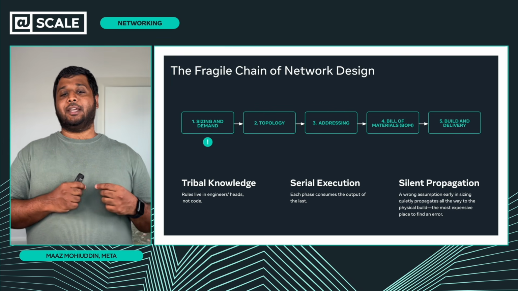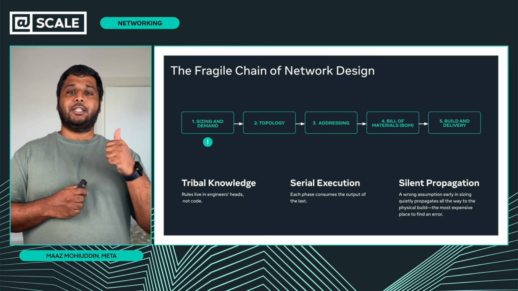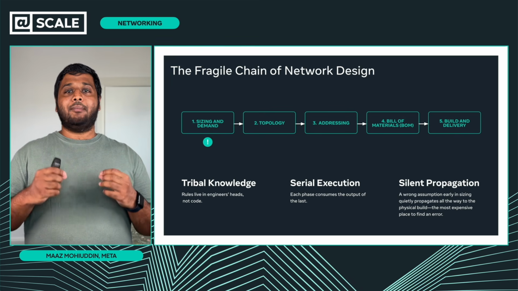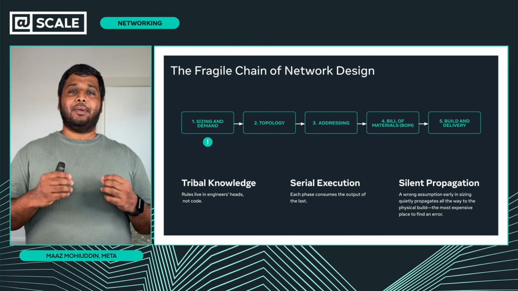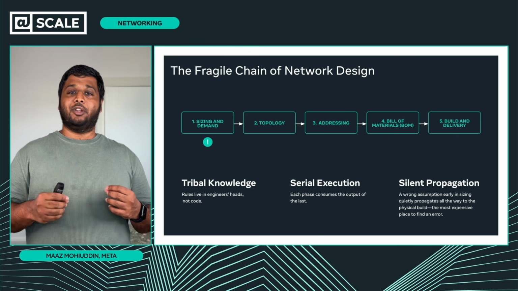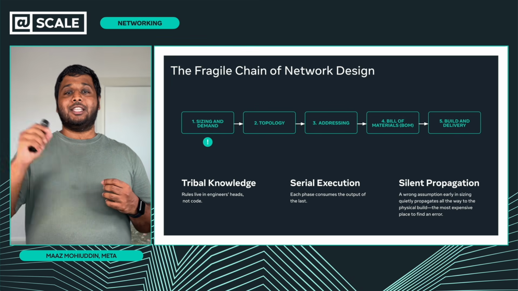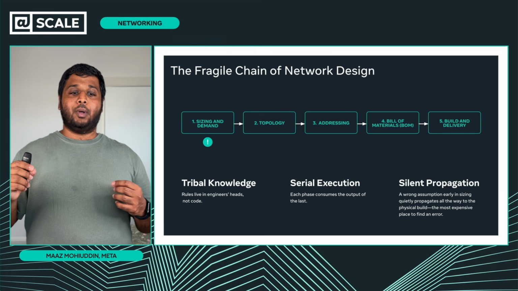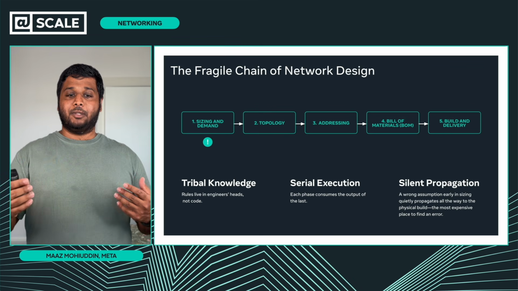There are three specific things that make it fragile. One is tribal knowledge. The rules that make a network design correct live in people's heads, scattered across wikis. They are not codified, they are not code. Two is serial execution. It's slow, and nothing here is parallelizable.